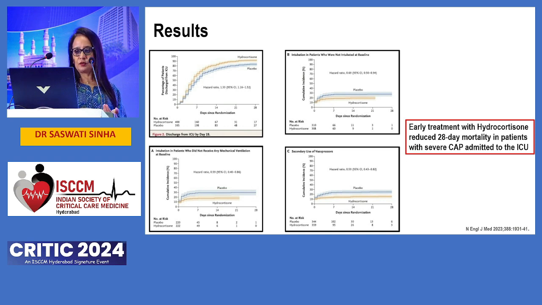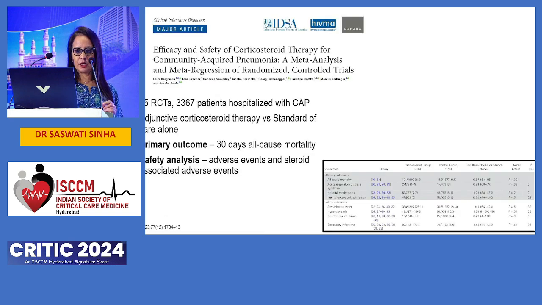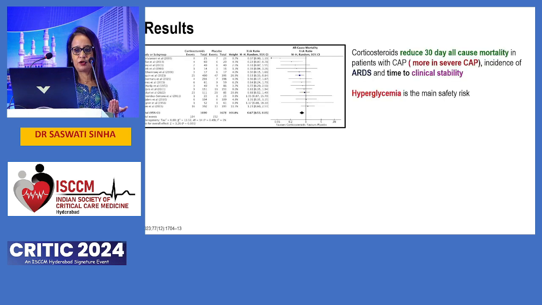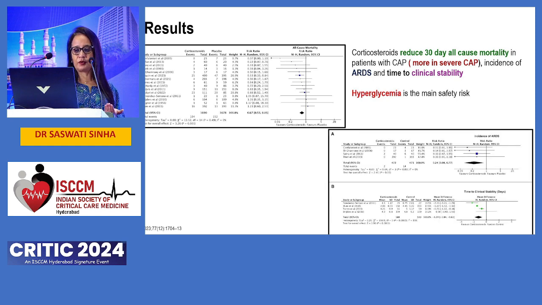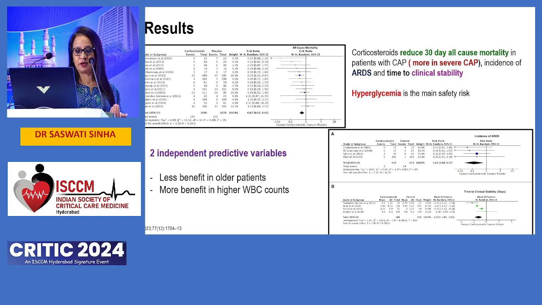So hydrocortisone, if given early within 24 hours, reduced 28-day mortality in patients with severe CAP admitted to the ICU. Again, like we said, there have been a flurry of meta-analyses. This was published last year in Clinical Infectious Diseases, and they also showed an all-cause mortality reduction, reduction in progression to ARDS, and shorter time to clinical severity.